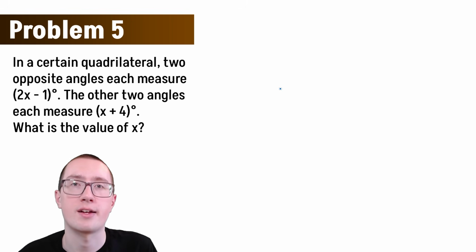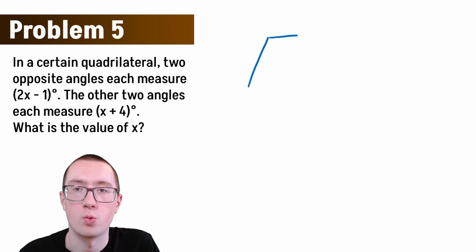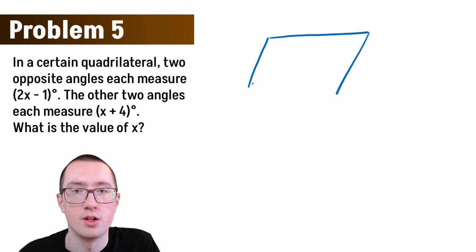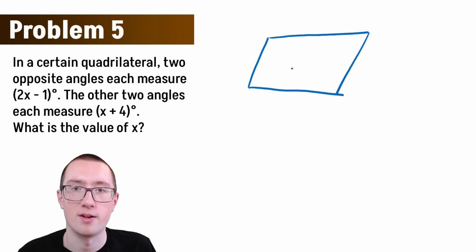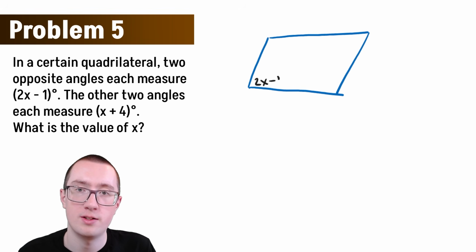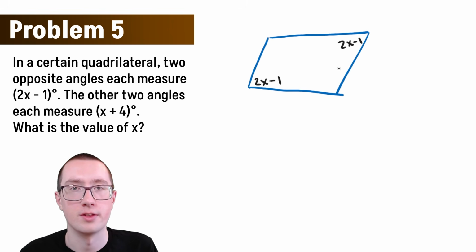Now in these situations, I kind of like to diagram it out, but you don't necessarily have to do this for this problem. Just in case you want to, I'm going to draw a random quadrilateral. Like, ooh, four-sided shape. Look at that. So it says that two opposite angles measure 2x minus 1. So that's going to be this one and this one. So you see how they're opposites? This is what opposite means. They're just opposite of each other on the diagram.